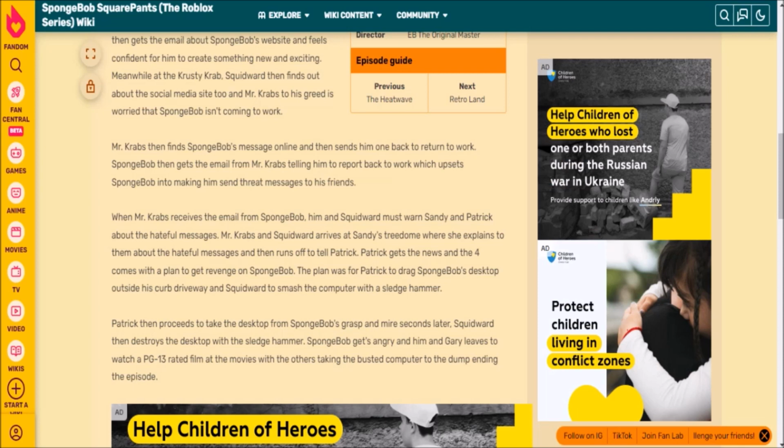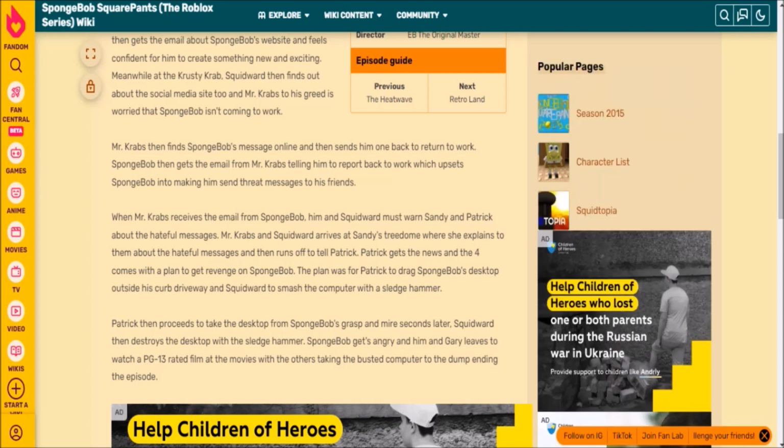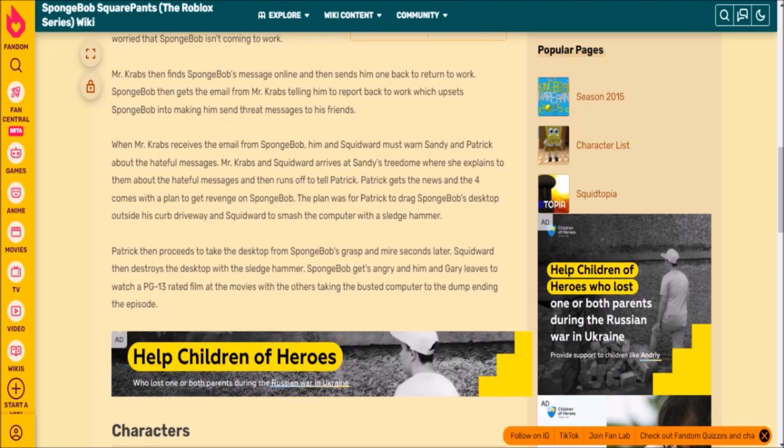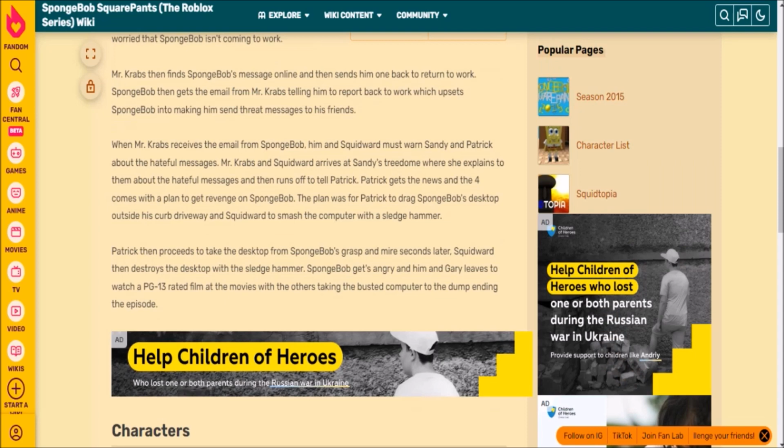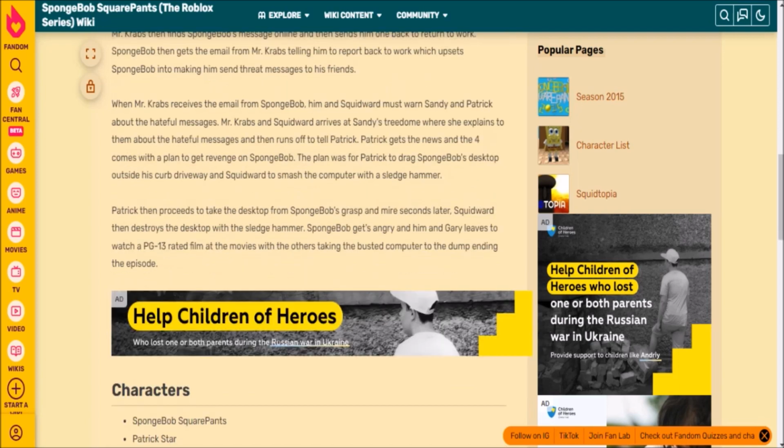The plan was for Patrick to drag SpongeBob's desktop outside his curb driveway and Squidward to smash the computer with a sledgehammer. Patrick then proceeds to take the desktop from SpongeBob's grasp and, mere seconds later, Squidward then destroys the desktop with a sledgehammer. SpongeBob gets angry at him and Gary leaves to watch a PG-13 rated film at the movies with the others, taking the busted computer to the dump, ending the episode.